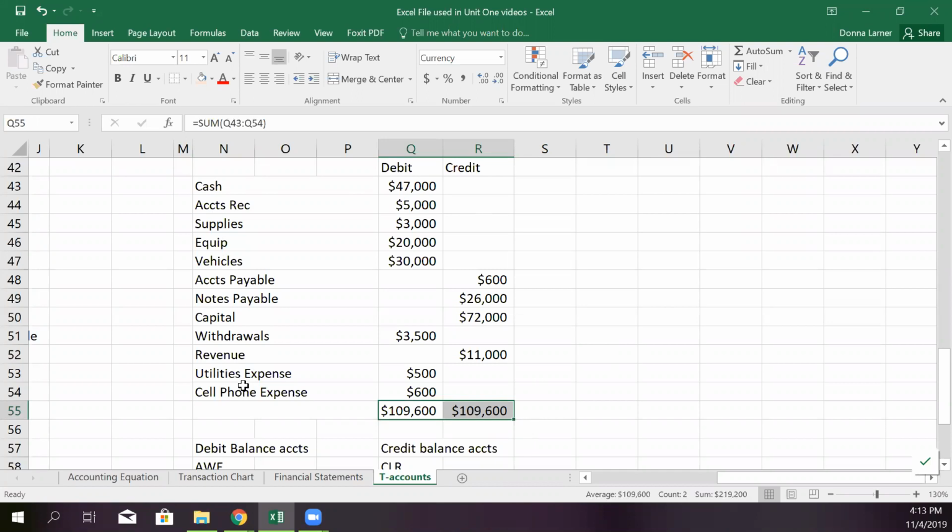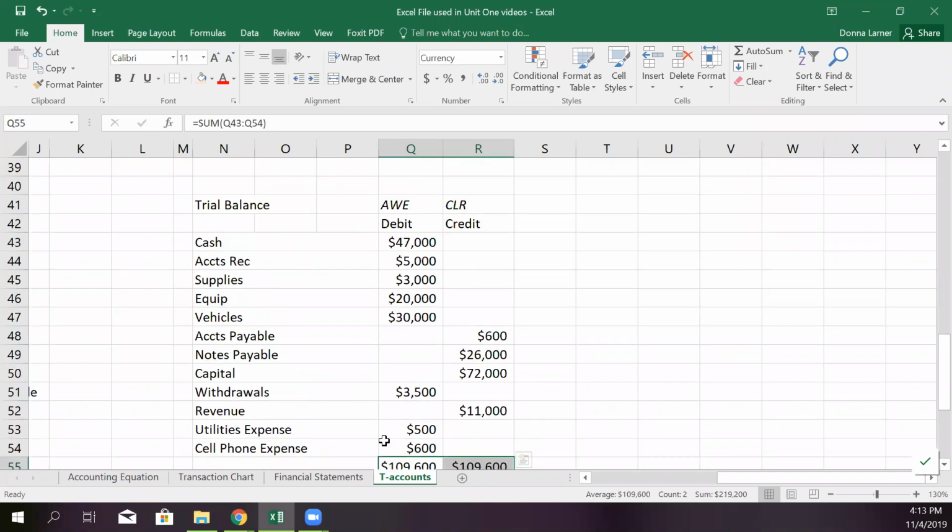So let's say you took care of that. Then make sure that you have all your debit balance accounts, all your AWE in the debit column and all your clears in the credit column, and not vice versa, like that one I accidentally put in. I think it was the accounts payable. I tried to put it in the debit column because I was working too fast. I was already in the debit column. If I had put it on the wrong side, this would not have balanced at the bottom. So that's something to look for.